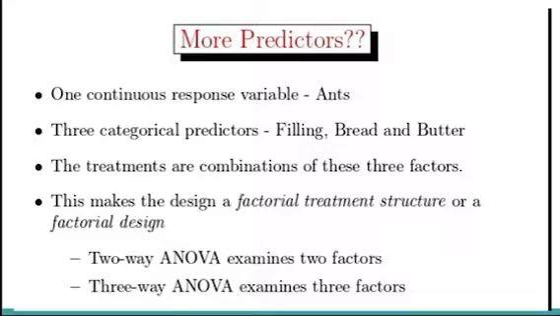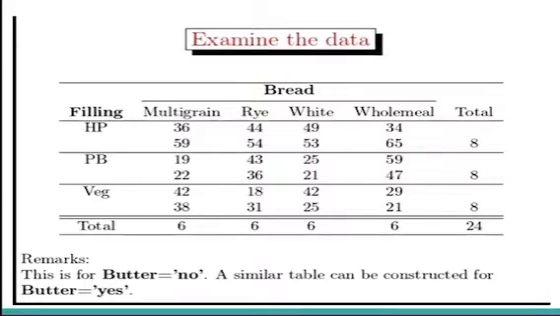When I consider the 3 factors, I'm doing 3-way ANOVA. When I consider only 2 factors, I'm doing 2-way ANOVA. Now take a look at this layout. What am I seeing in this layout? Look at the filling. That is type of sandwiches. How many levels? We got 3 levels. How many levels of bread do we have? Okay, we got 4 levels of bread.